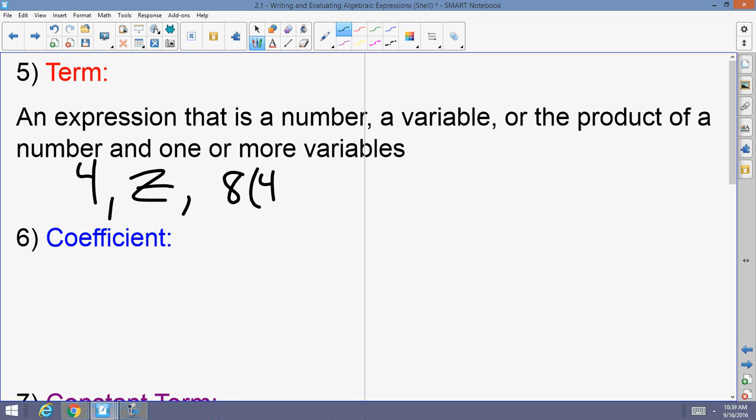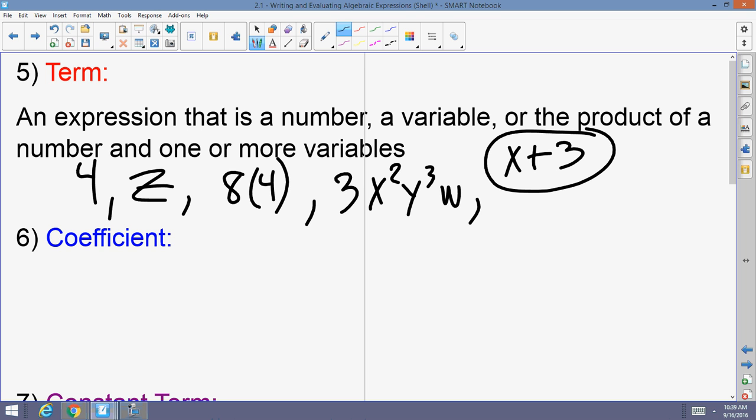8 times 4, that's going to give you 32, that's a term. But 3 times x squared y cubed w, those are all being multiplied, so that's a term. You may ask, what separates terms then? Plus and minus signs. We're going to get into this in more detail later, but if I go x plus 3, how many terms are here? 2. The x and the 3. Plus and minus signs separate terms. So a term is any number, variable, or product of numbers and variables. Terms are separated by plus or minus signs.